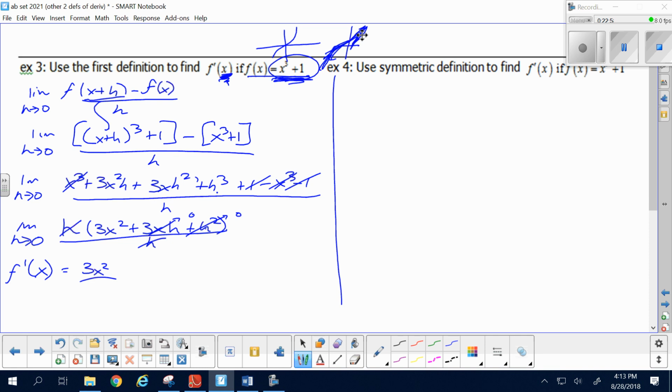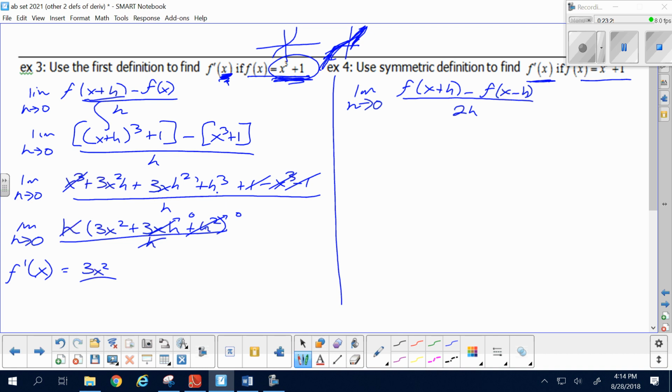Let's go and use the symmetric definition, which we just learned, and see how it compares. It's the same function. It's still at any x, and so it should give the same answer. Let's see how it goes. The symmetric definition, as we just said, is to approach from both sides. H above x and h below x. The total change in x on the bottom of the slope, rise over run, is 2 h's. The run is 2 h's.